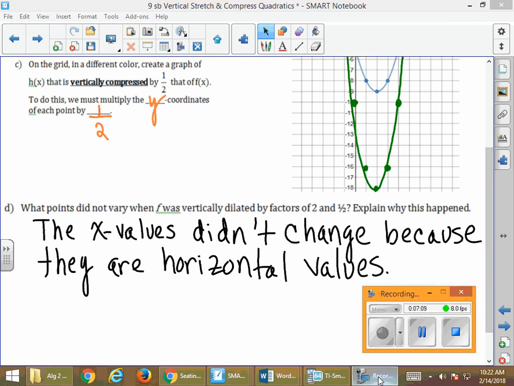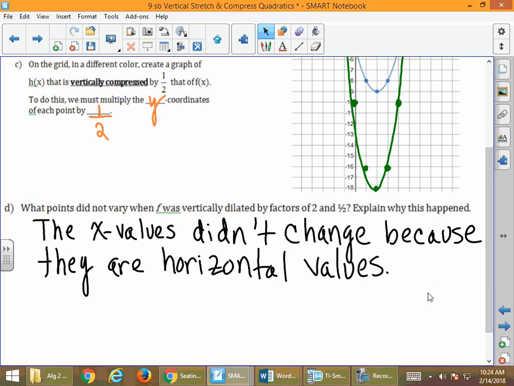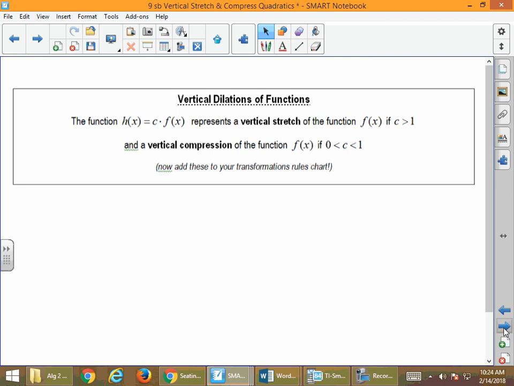The x values didn't change. So let's take a look at the idea behind here, and then in a moment we'll get in our folders and take out our chart to fill that in as well.